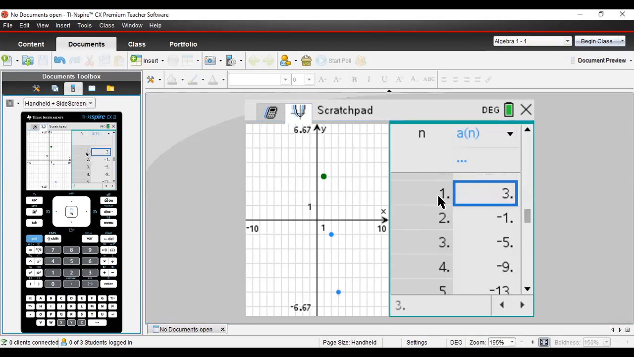Now, you can see that the first term is 3. The second term is negative 1. The third term, I'm going to write these down. So the first term in the sequence is 3. The second term is negative 1. The third term is negative 5. The fourth term is negative 9. The fifth term is negative 13. And then let's go look at the answers and see which one matches that.